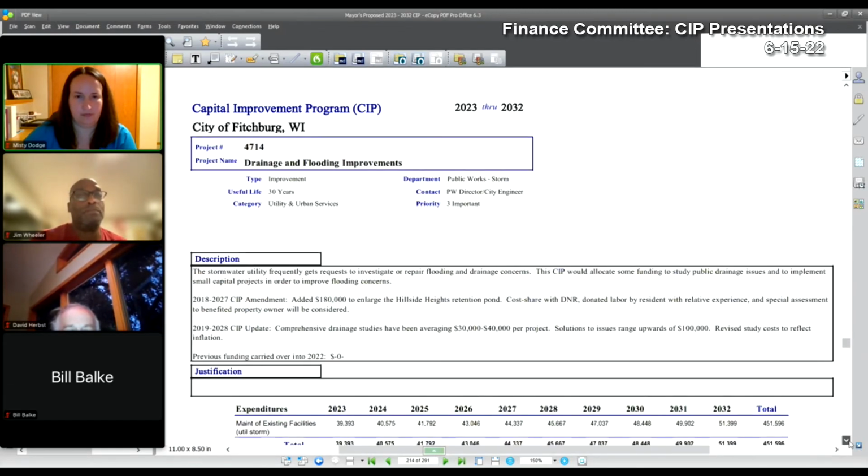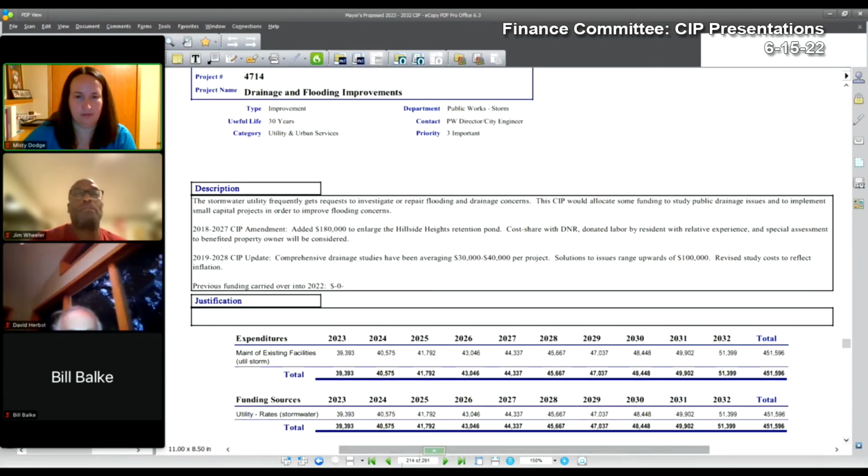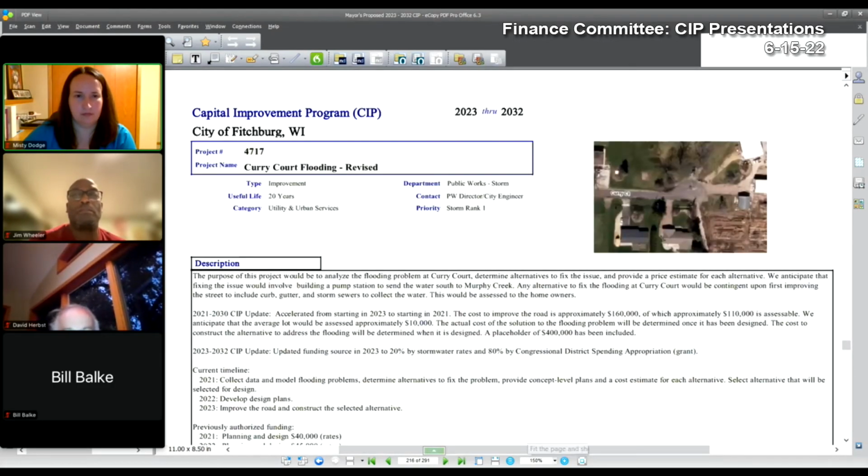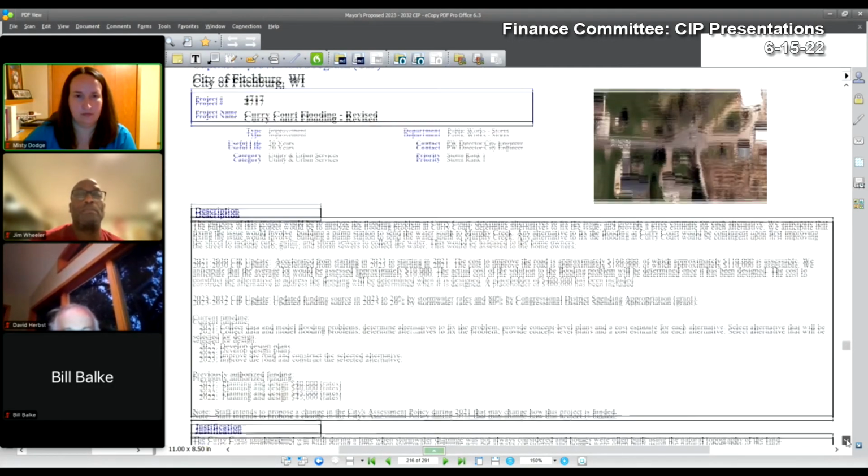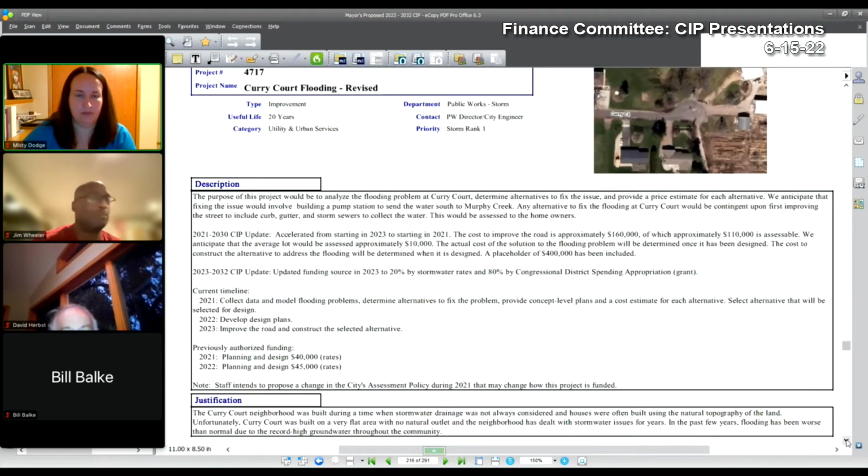4714, drainage and flooding improvements. No changes have been made to this project. 4717, Curry Court flooding. The revisions to this project include updated design funding source to reflect congressional district spending appropriation. Assessments are noted, but will be revised depending on the solution selected.